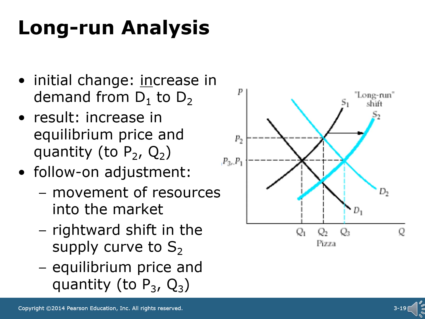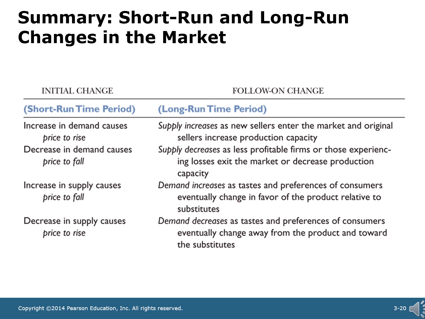All right, so this comes from table 3.6 in your textbook, just summarizing the initial change and what happens in the long run. And it's important when you work through these assignments to show what happens in the short run, show that initial change in the short run time period, and then separately show the follow-on changes in the long run.